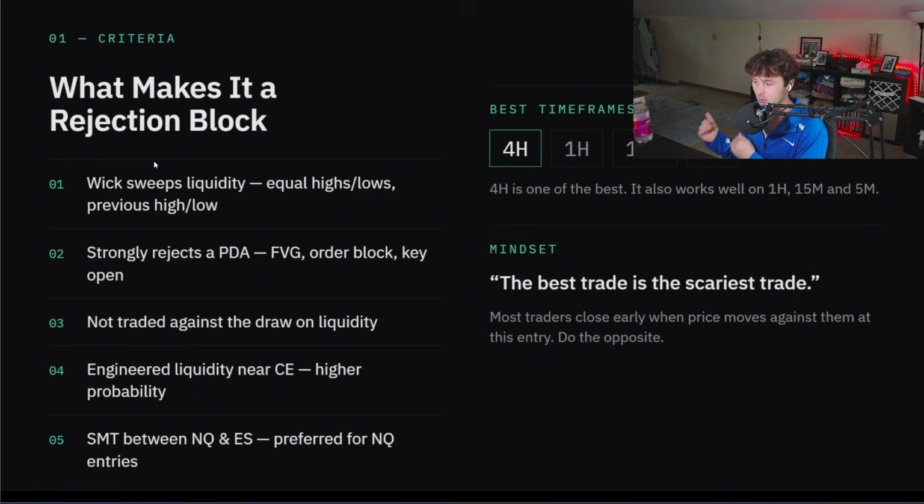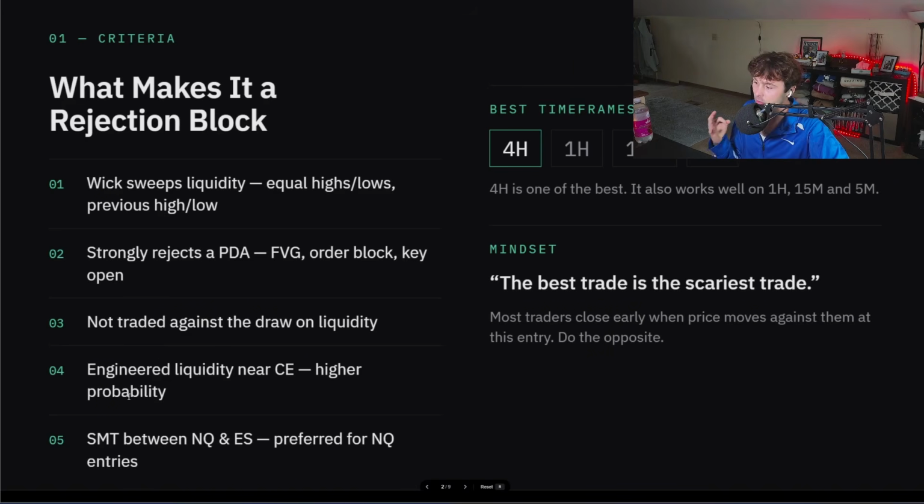Or it has to sweep liquidity. And then if it does both of these, it's a very, very high confluence trade, okay? It's a very good rejection block if it sweeps liquidity and taps into a PD array and rejects it, okay?